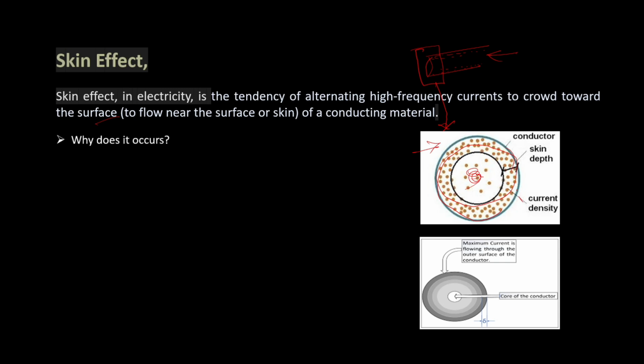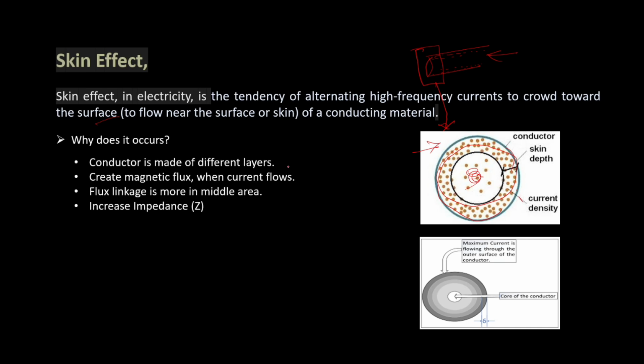So why does it occur, or how does it occur? There are so many reasons. Maybe I will show different types of explanation, but first of all we'll understand it basically, theoretically. The conductor is made of different layers. Here you can see in this figure a conductor is made of so many different layers. We have divided here different types of layer, and this is the core part, this is the outer part of the conductor.